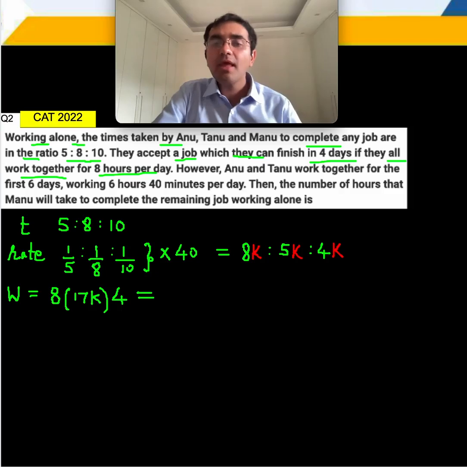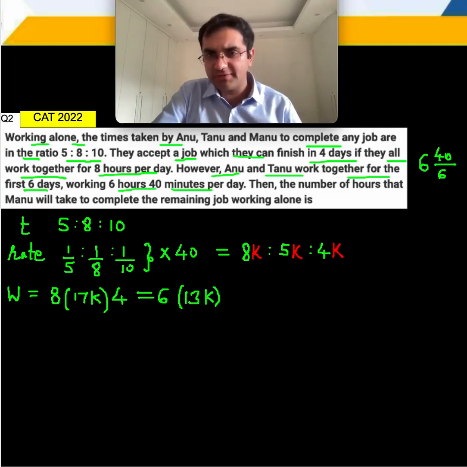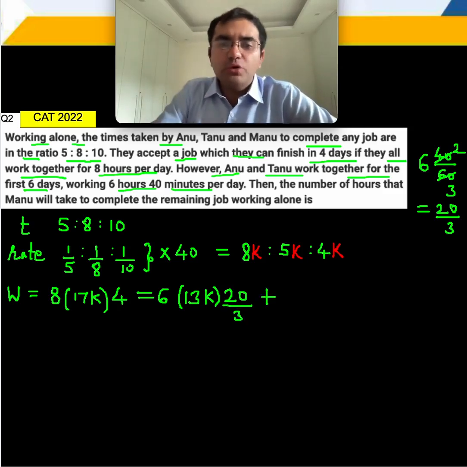ठीक है. However, if Anu and Tanu work together for the first 6 days, so पहले 6 दिन Anu Tanu is the first two values, that's 8 + 5 13K. Working 6 hours 40 minutes per day. 6 hours 40 minutes हो जाएगा. 6 2/3 is 20 upon 3 hours काम किया, तो into 20 upon 3. Plus there is some remaining work. Who did the remaining work? Manu. Manu did the remaining work in how many hours?